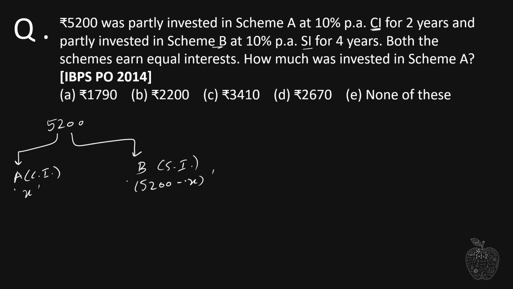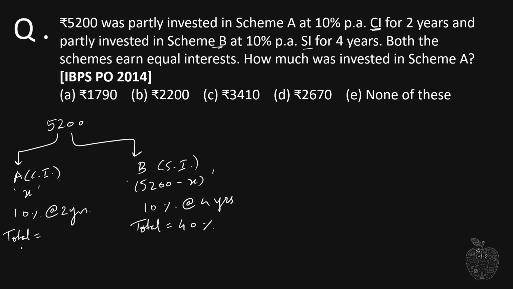Alright. Now in scheme A he invests at 10% per annum for 2 years. So 10% for how many years? 2 years. And in scheme B he invests at 10% for 4 years. Now scheme B is of simple interest, so we can directly calculate the total interest here. It will be how much? 10 into 4, that is 40%. But we cannot calculate directly in compounding interest. We cannot do 10 into 2, 20 directly.